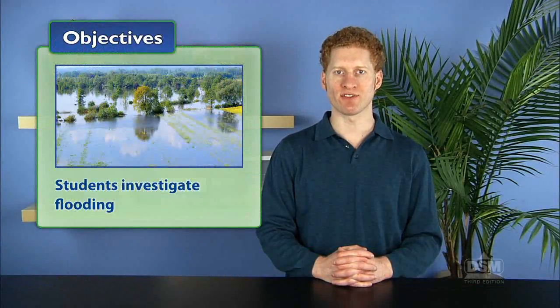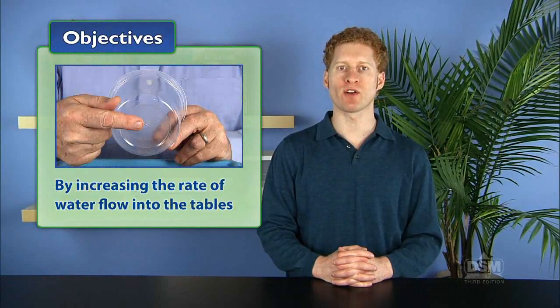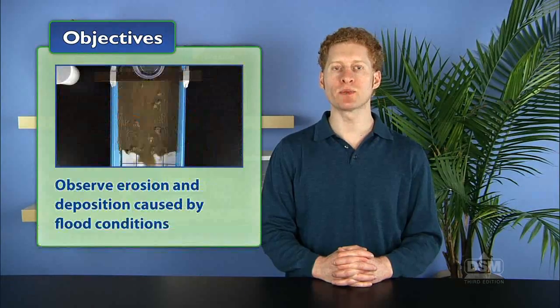In Activity 6, Erosion and Flooding, students investigate flooding. They simulate flood conditions in their stream tables by increasing the rate of water flow into the tables, and then observe erosion and deposition caused by flood conditions.